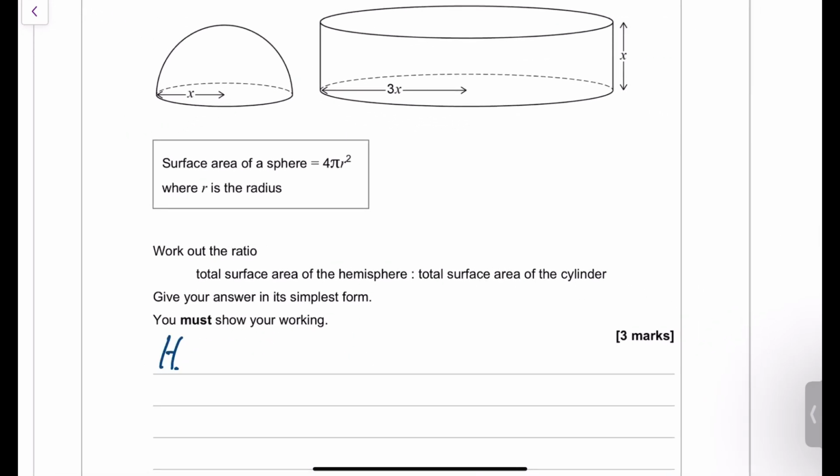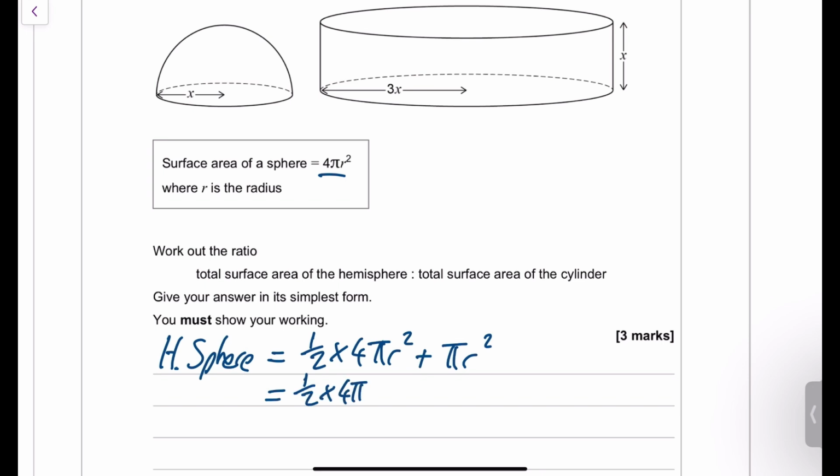Okay, right. We'll do the hemisphere. Surface area of a sphere is 4 pi r squared. So for a hemisphere, it's going to be a half times 4 pi r squared plus circular base, pi r squared. What was our radius? Our radius was x, wasn't it? So that's going to be a half times 4 pi x squared plus pi x squared. That's 2 pi x squared plus pi x squared. That's 3 pi x squared. That's the hemisphere's surface area.